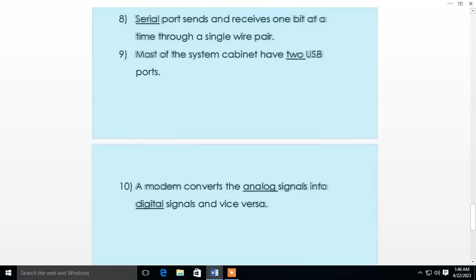Last one are the fill in the blanks, and two patterns may be discussed over here. More I will be giving you in my next video. And this is the last one, that is the modem converts what? The analog signals into digital signals and vice versa. So you must be knowing what is a modem.